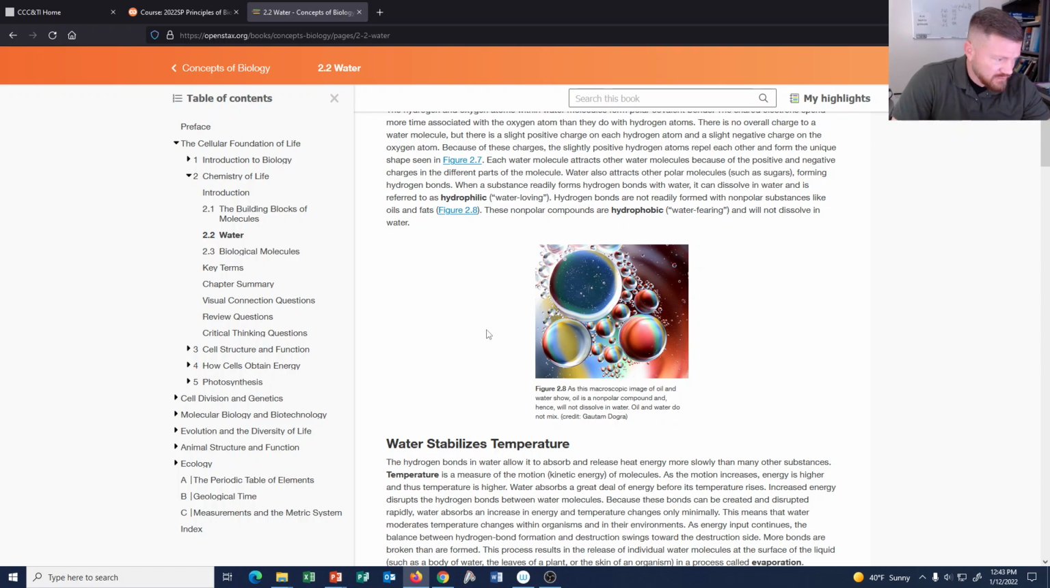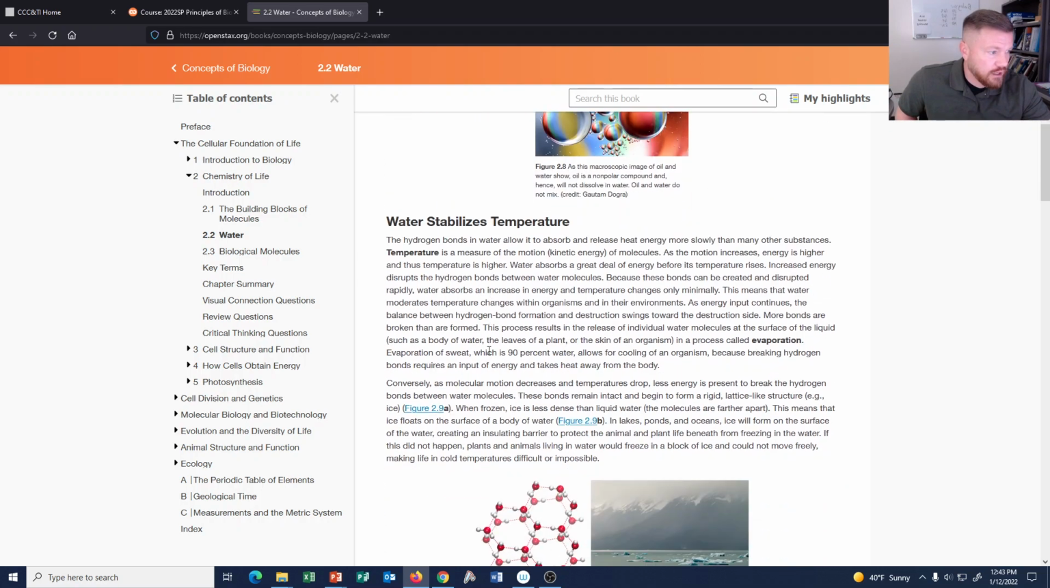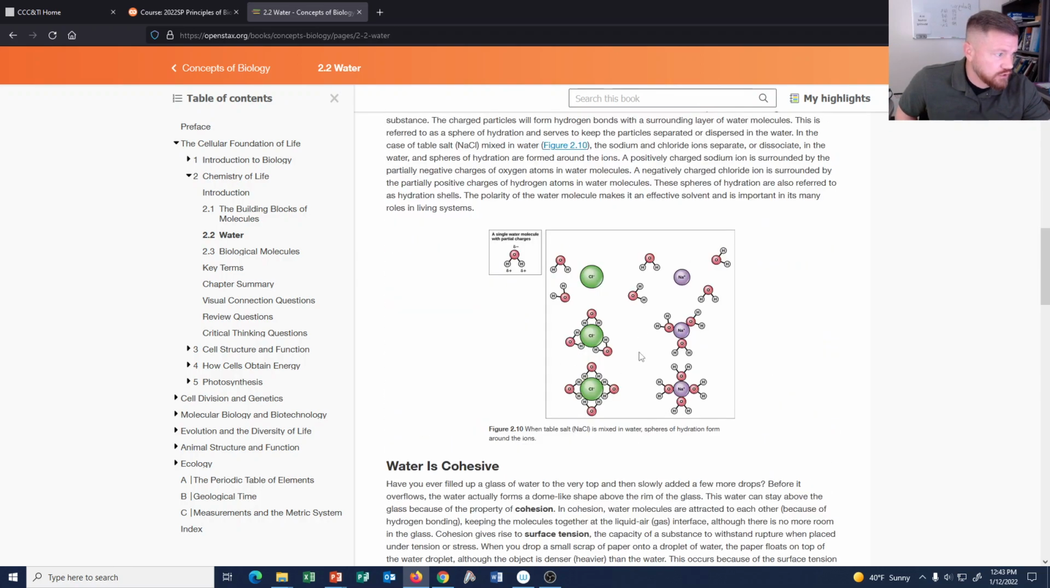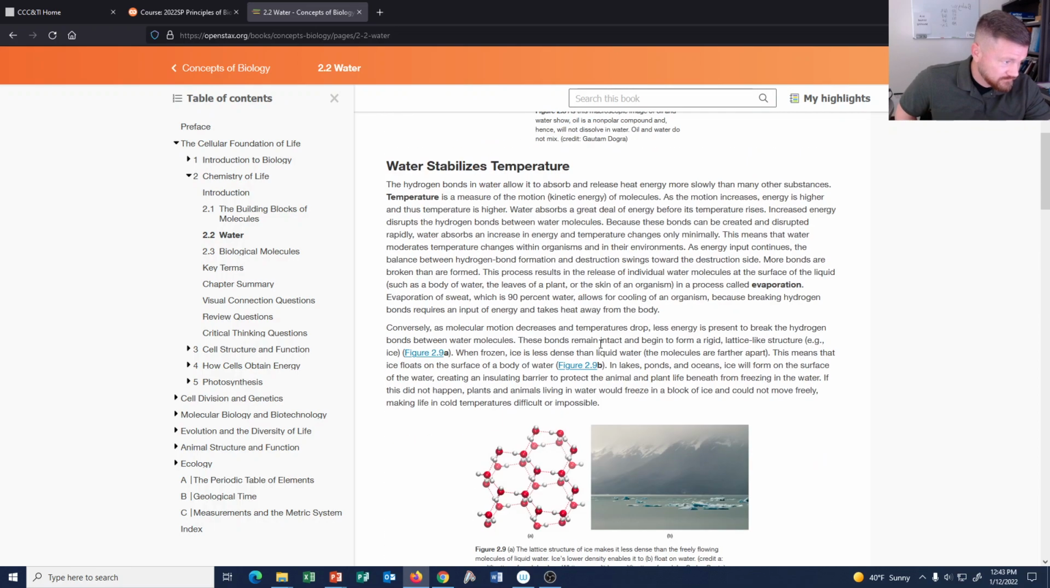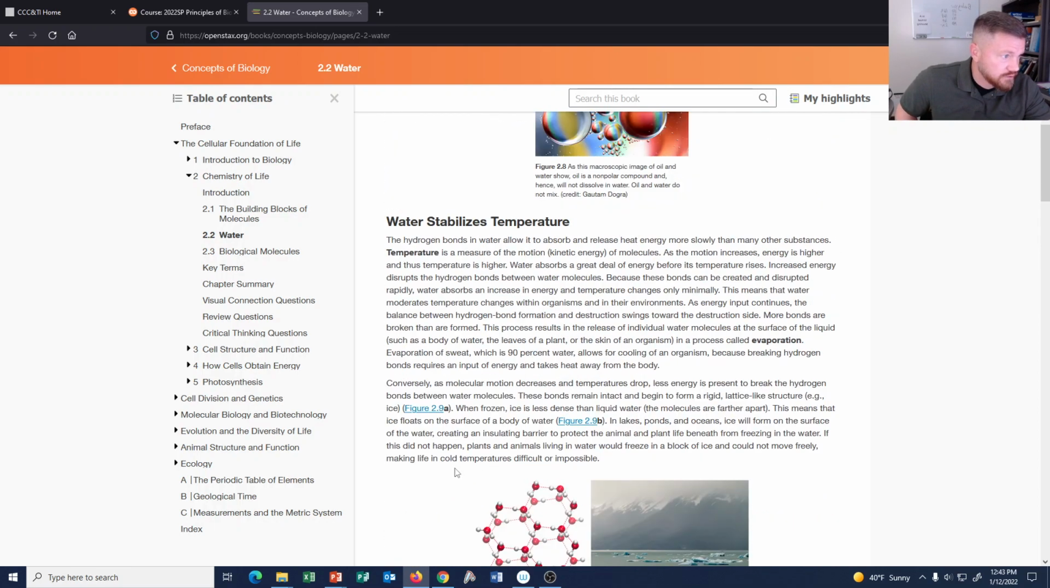Also, water, which is polar, tends to break ionic bonds or dissolve them relatively easily, and that's what this is showing you here. If I have something like sodium chloride, the reason it dissolves in water is because of the polar nature of water. So that's what makes water a good solvent.